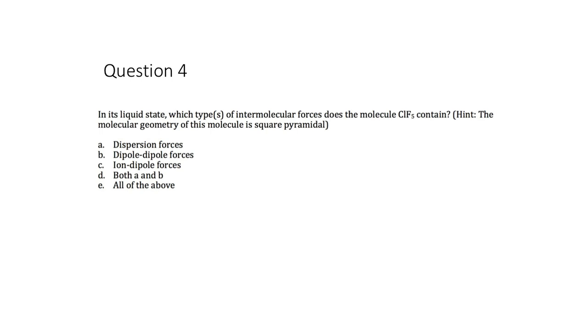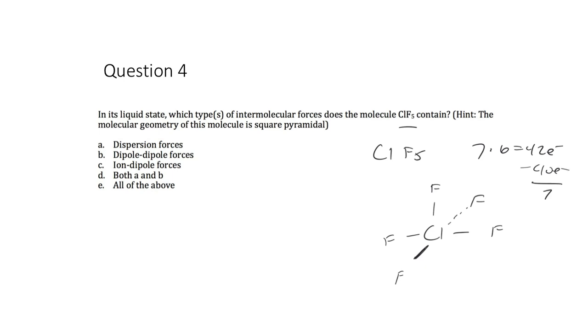Number 4, in its liquid state, which type of intermolecular forces does ClF5 contain? And so we're even told the molecular geometry is square pyramidal. Well, let's make sure that we understand where that's coming from. ClF5 would have 7 times 6, that's 42 valence electrons. So a central chlorine with 5 fluorines will look something like this. Electron pairs around each of the F take 40 of the electrons, leaving 2 electrons behind, which I can put sort of downward here. So I get this square pyramidal structure.